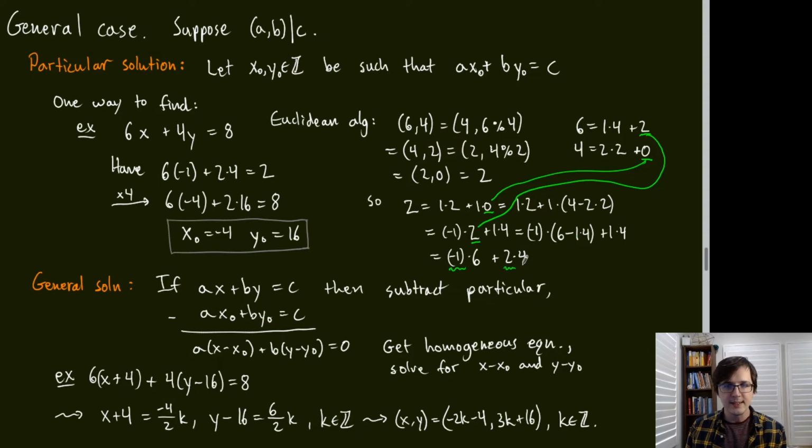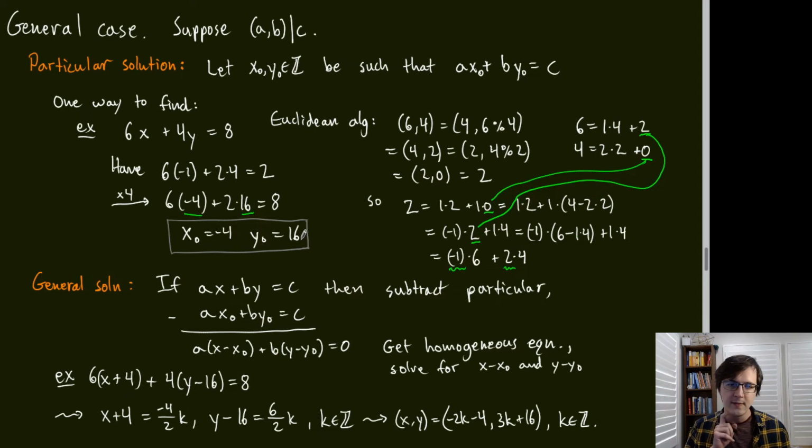So from this, we see that 6 times minus 1 plus 2 times 4 is 2. And if 2 divides 8, which is good, otherwise there's no solution. And so multiplying by the quotient of 8 and 2, which is 4, we get 6 times minus 4 plus 2 times 16 is 8. And these two numbers show that we are solving this equation. So this is the particular solution that we found through this process, minus 4 and 16.